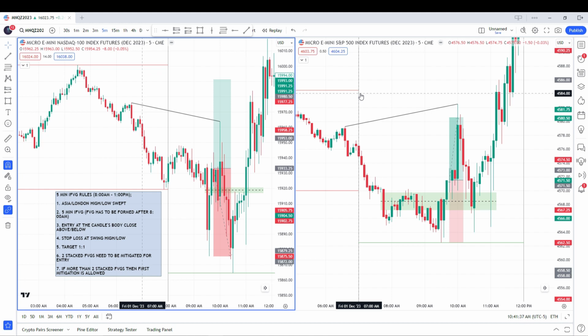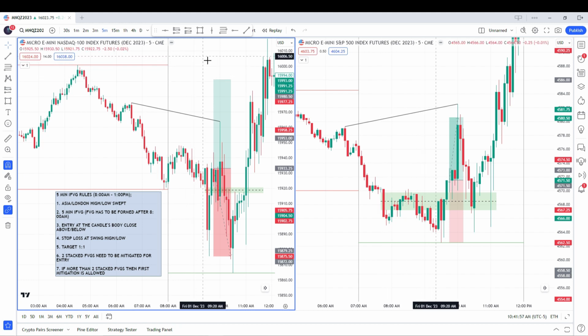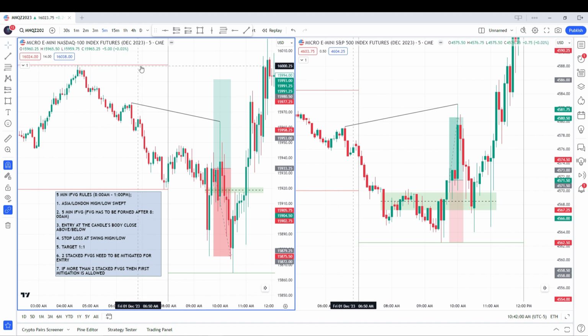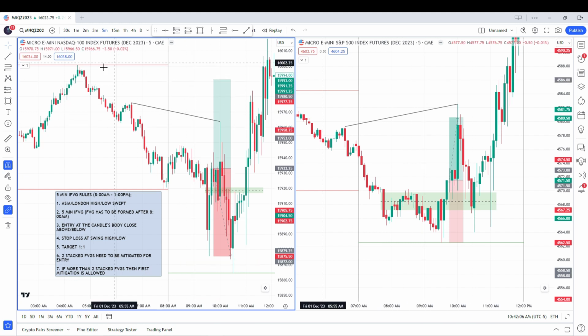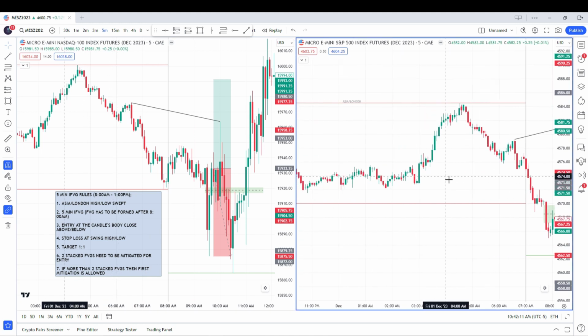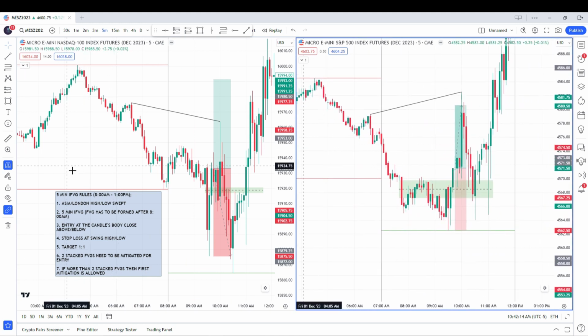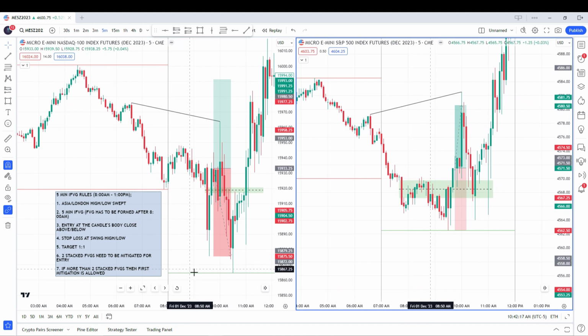Okay, so I have the rules set up right here, and just to go through yesterday's trading. Generally what I'm looking for on the 5-minute time frame is an inversion of the first fair value gap after Asia and London high and low have been swept. So to go through an example, we have MNQ right here, and then we have MES right here. So you have your Asia, London lows right here and right here, as you can see. So the first rule is I'm waiting for those to be swept.